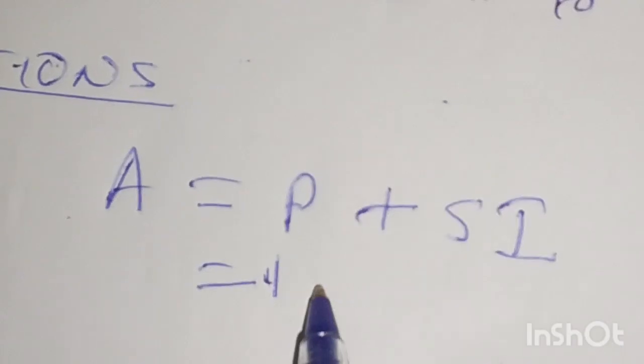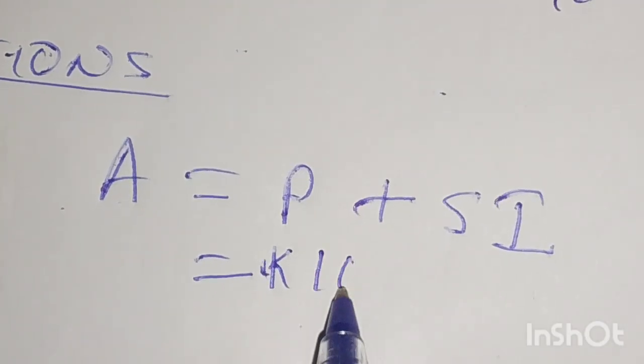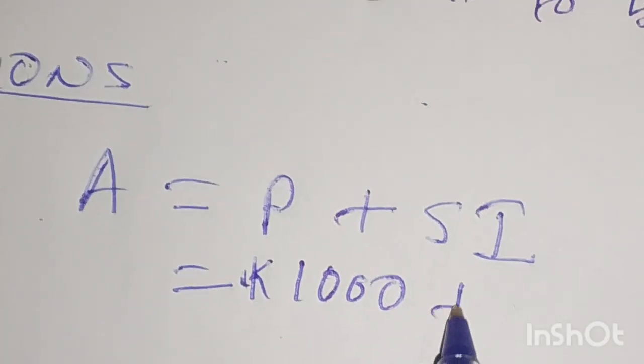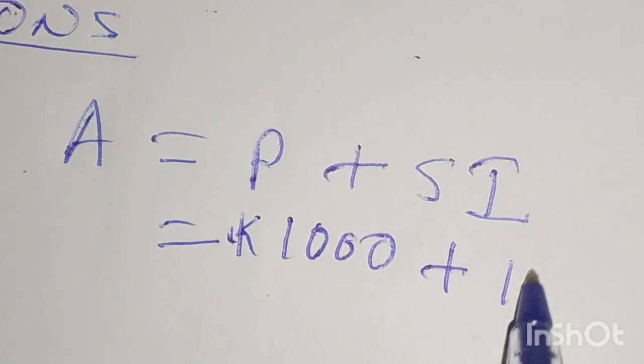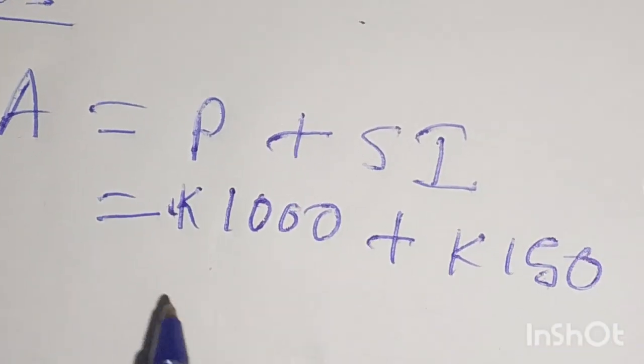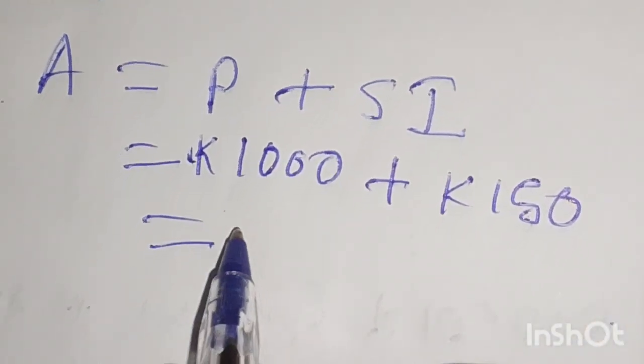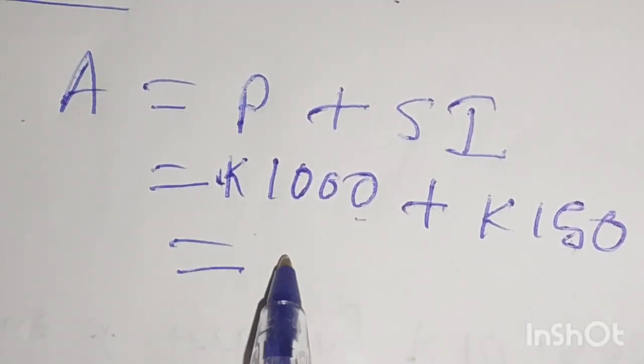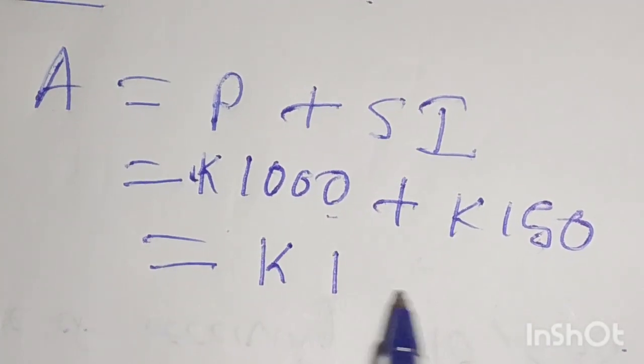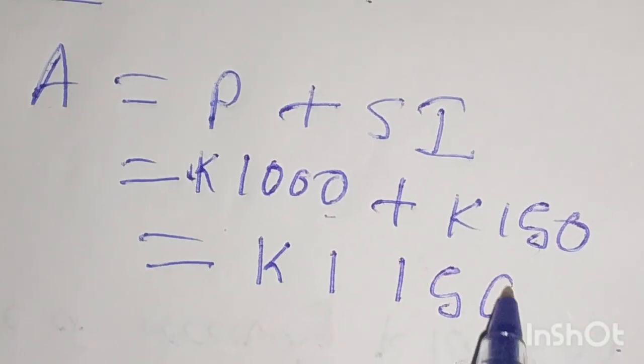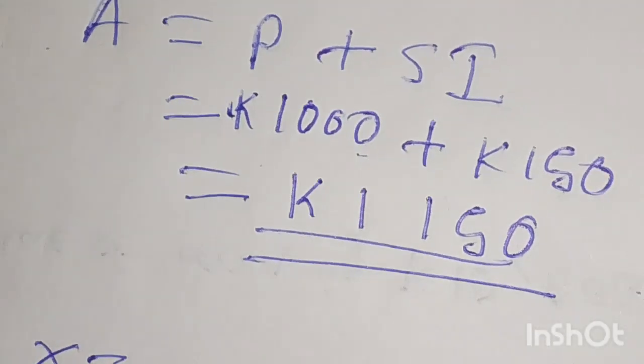Then our simple interest. Simple interest is this 150 which we calculated. So you just say, what's our principal? Our principal is K1000 plus simple interest which is K150, so which is equal to 1000 plus 150. So the final answer will be 1150. So this is the amount which will be returned.